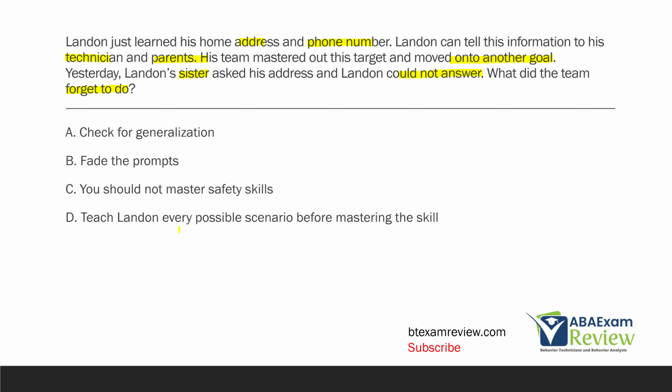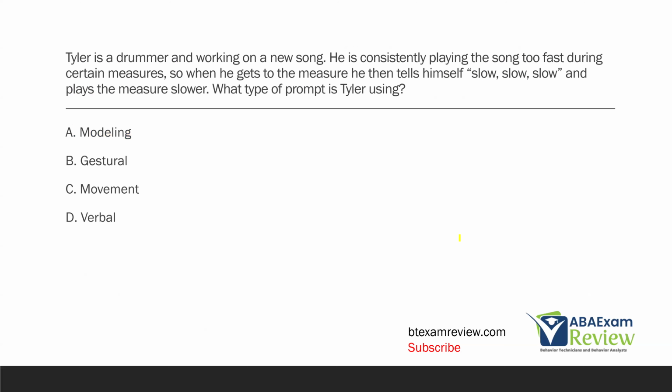And then D, teach Landon every possible scenario before mastering the skill. Again, that's unrealistic. You can't teach every possible scenario. There could be hundreds of situations where Landon may need to know his address or phone number. We just can't prepare for everything. That's why generalization is so important, because for those times we can't teach explicitly when that skill needs to occur, it's important that the skill does generalize. So the team, before mastery, forgot to check for generalization.